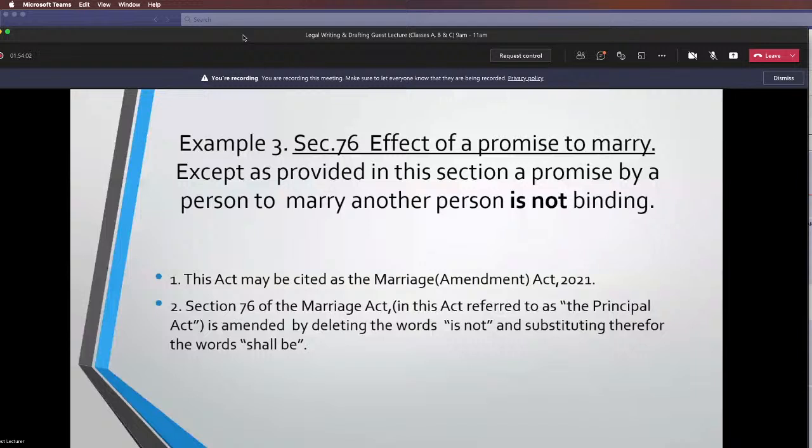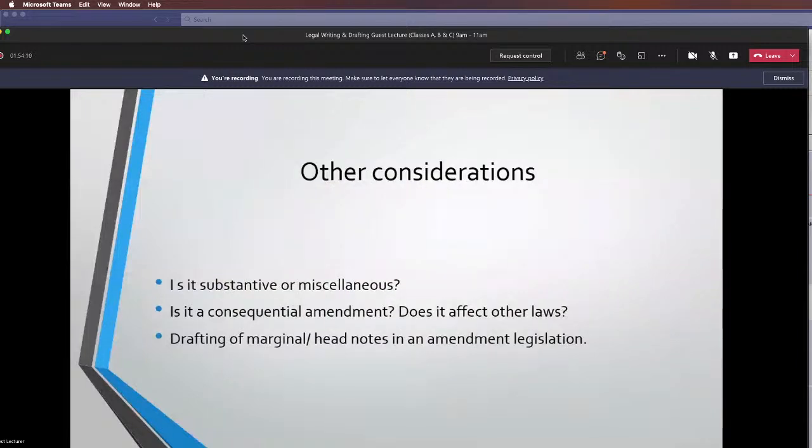But if it's a constitutional article or a whole section, then we repeal the whole section and replace that section. Now, other considerations which I've mentioned in amendment: we have to check, if you get instruction, whether the amendments are substantive or miscellaneous. There are times where the instruction you get is such that the amendments you are required to do are so many, that means the quantity is so large, that you decide, if I had to do all these amendments, then I would rather just repeal the whole bill and bring in a new one.